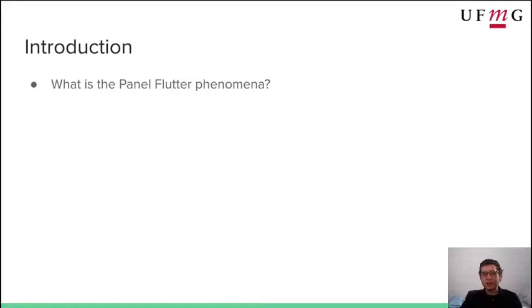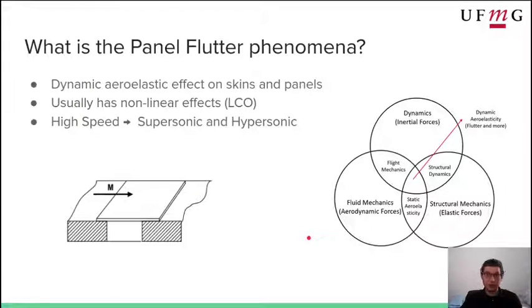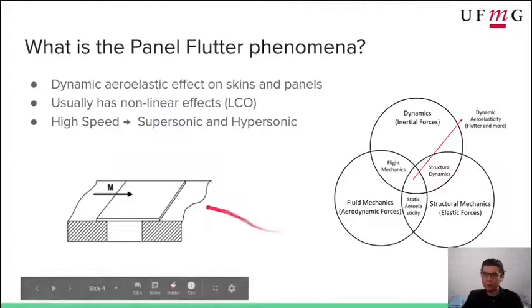So, what is the panel flutter? Panel flutter is a dynamic aeroelastic effect that happens on skins or panels of aerospace vehicles subjected to high-speed flows, which is a coupling between aerodynamic, elastic, and inertial forces under supersonic and hypersonic flow passing above a panel that has an empty span underneath.